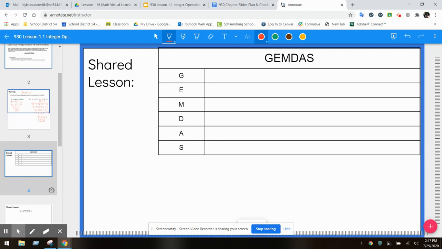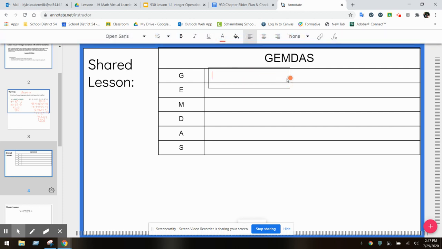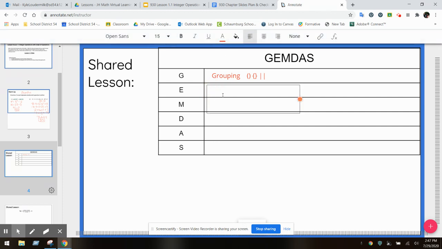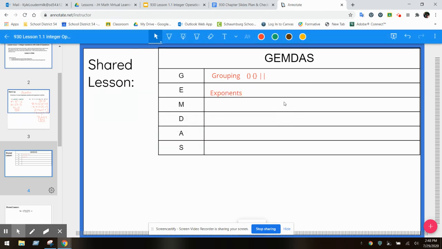So GEMDAS, the first one, G, now stands for grouping symbols. Okay, I'm going to type that in just to try to make it look nice. So this G stands for grouping. And those can include parentheses, brackets, absolute value bars. There's a lot of different grouping symbols that come into play in accelerated algebra. That's the main reason why we have to change from parentheses to grouping. In the second box is exponents, which we talked about in the previous slide.